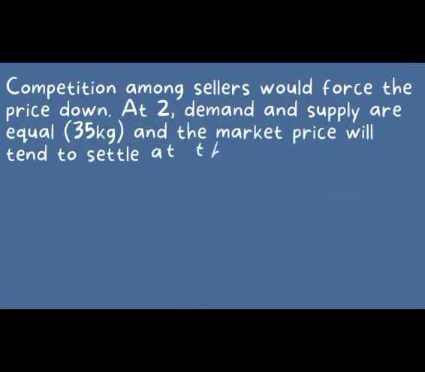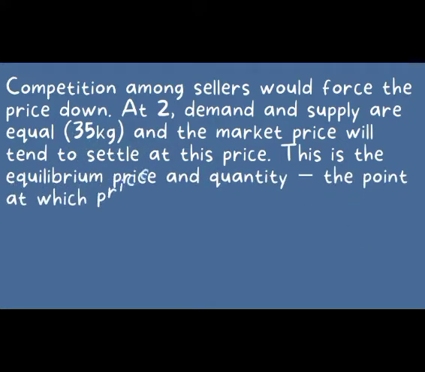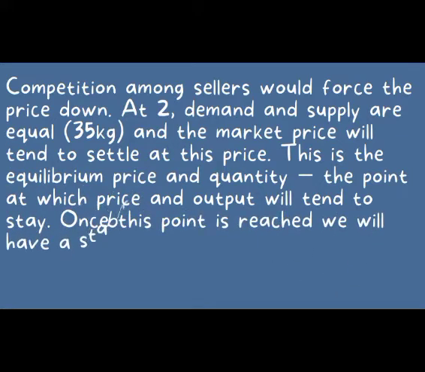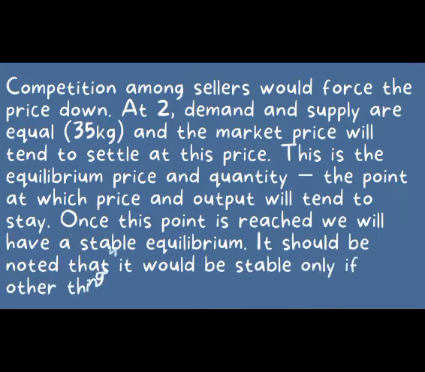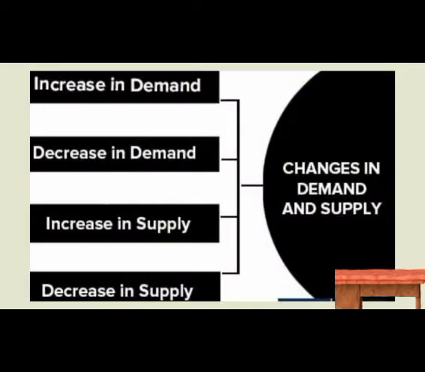At 2, demand and supply are equal, that is 35 kg, and the market price will tend to settle at this price. This is the equilibrium price and quantity, the point at which price and output will tend to stay. Once this is reached, we will have a stable equilibrium. Now we have changes in demand and supply, where we have increase in demand, decrease in demand, increase in supply, and decrease in supply. Let us talk about the increase in demand class.